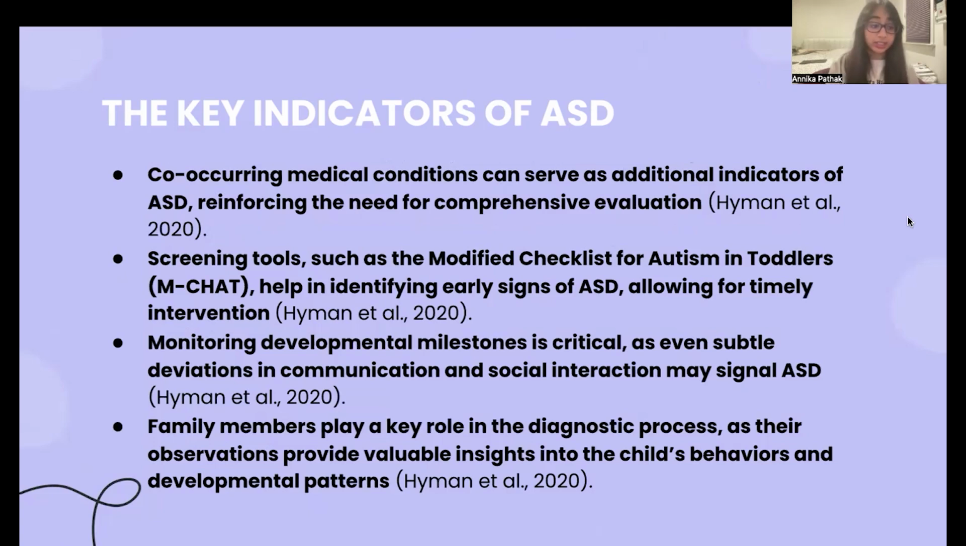Co-occurring medical conditions can serve as additional indicators of ASD, reinforcing the need for comprehensive evaluation. Screening tools, such as the Modified Checklist for Autism in Toddlers, or the M-CHAT, help in identifying early signs of ASD, allowing for timely intervention. Monitoring developmental milestones is critical, as even subtle deviations in communication and social interaction may signal ASD.